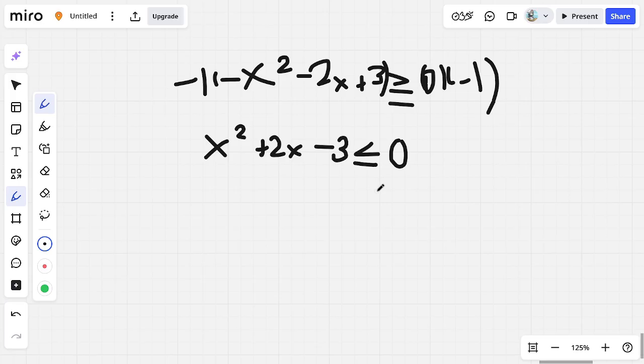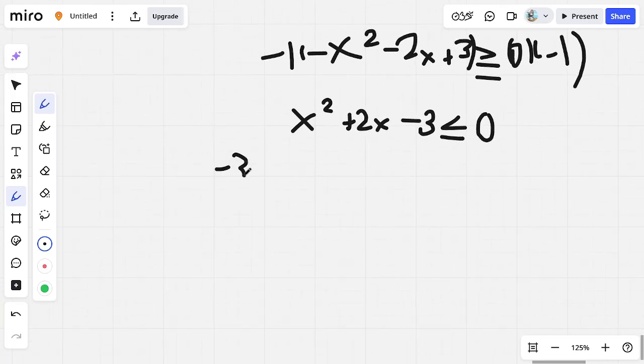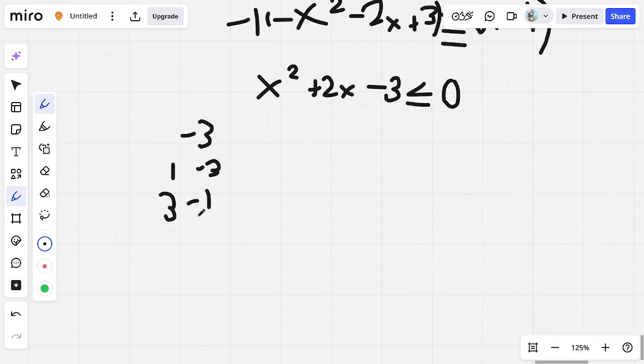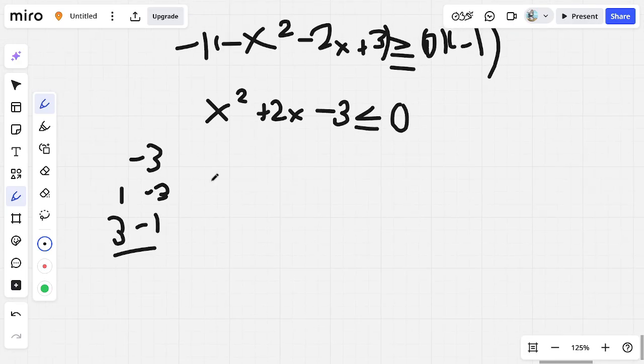Now we can use AC factoring. So 1 times negative 3 is going to be negative 3. Factors of negative 3 that add up to 2: 1 and negative 3, no; 3 and negative 1, yes. So x squared minus 1x plus 3x minus 3 is less than or equal to 0.